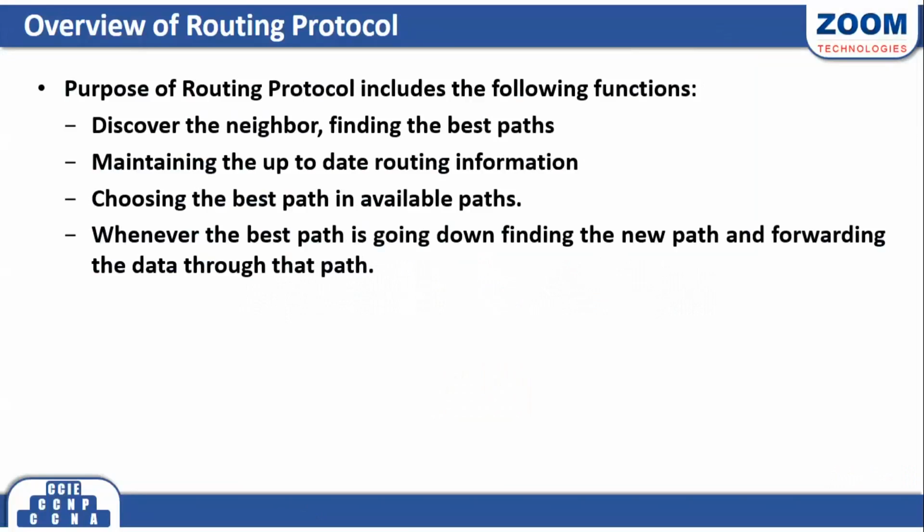Dynamic routing. How does dynamic routing work? Discover the neighbor, find the best path, maintain up-to-date routing information, and choose the best path among the available paths. Whenever the best path is down, it finds a new path and forwards data traffic through that path.